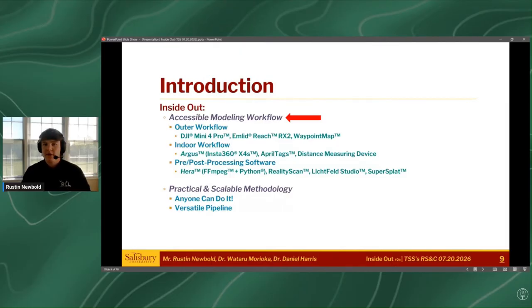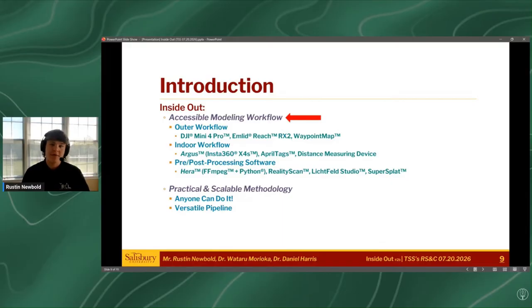So once again, Inside Out is trying to present an accessible modeling workflow. So that means we're going to be using consumer grade hardware or free or open source software. So for the outer workflow, we'll be using the DJI Mini 4 Pro, the Emlid Reach RX2, and Waypoint Map. For the interior workflow, we'll be using Argus, my custom 360 camera rig, more on that later, AprilTags, and some kind of distance measuring device.